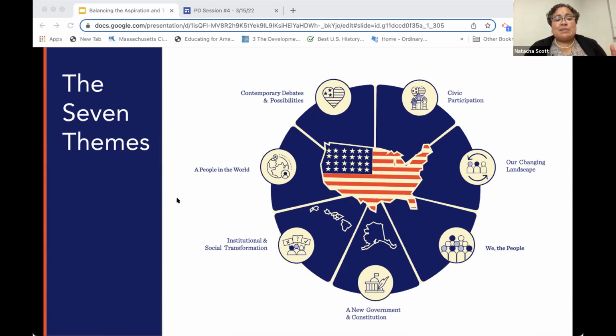Now, today, as I mentioned before, we are going to be diving into theme 3, We the People. On the EAD website, Educating for American Democracy, you'll be able to find a description of all of the themes. So if you're wondering, hey, what is theme 1, theme 2, feel free to go back to the website, and my colleagues will drop that link into the chat. You'll be able to read a description and actually toggle between the different grade levels.